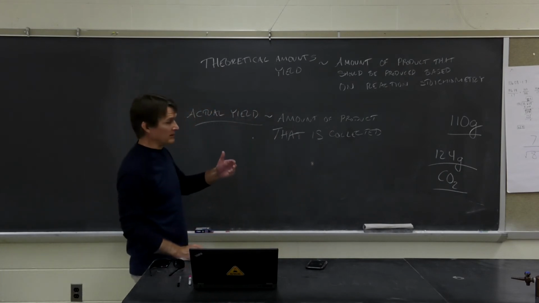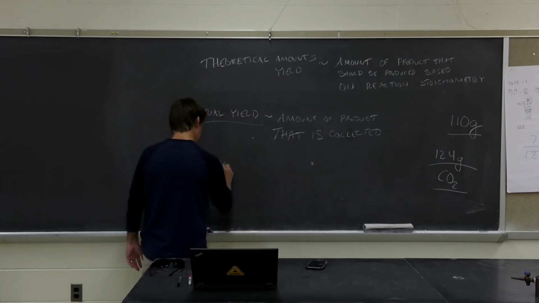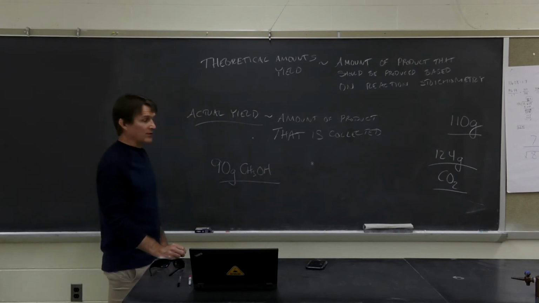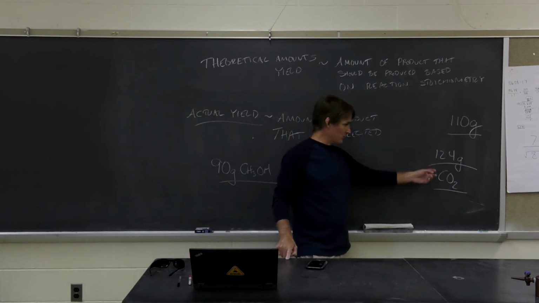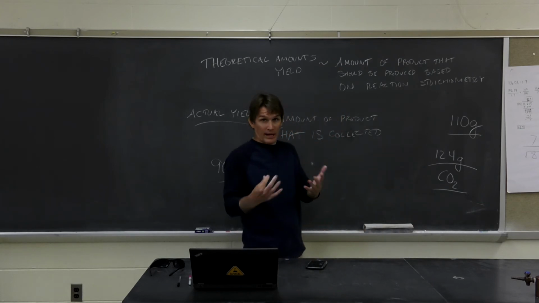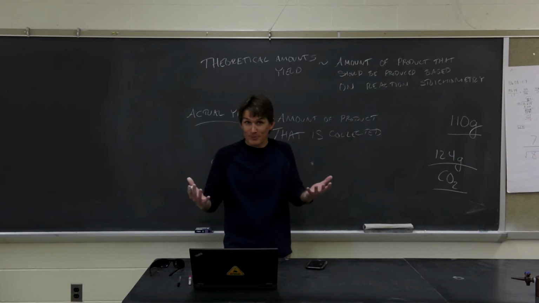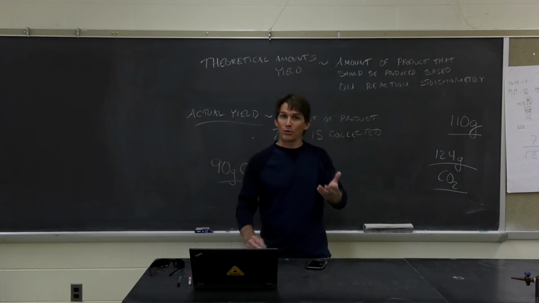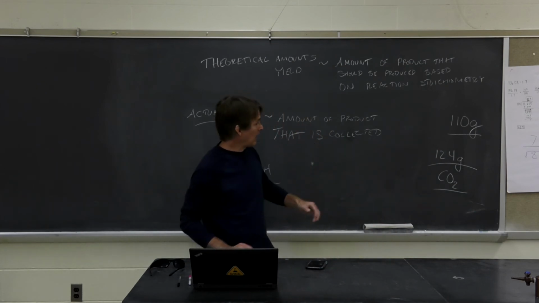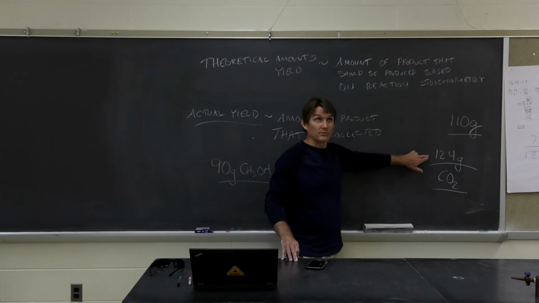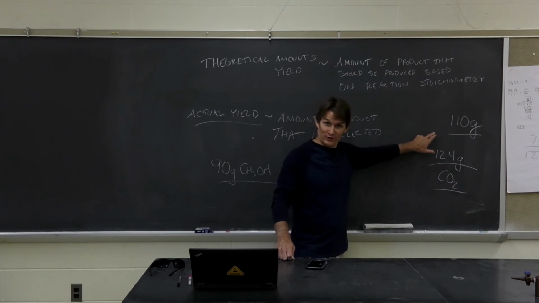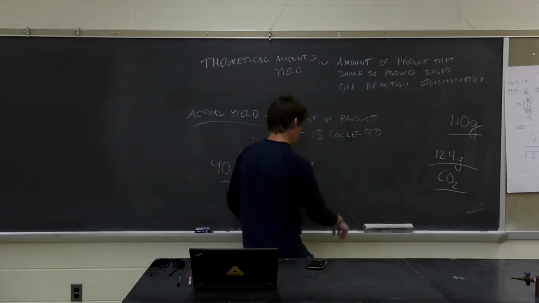So in this case, if we burn 90 grams of methanol, completely combust it, in theory we should be able to collect 124 grams of carbon dioxide. That would be the theoretical yield. And what we actually collect, the actual yield, you have to measure experimentally. You have to actually go out and do it. In that case, it's 110 grams. And what's often reported in chemistry is what we call the percent yield: how much of what you should collect in theory do you actually collect? This is known as the percent yield.